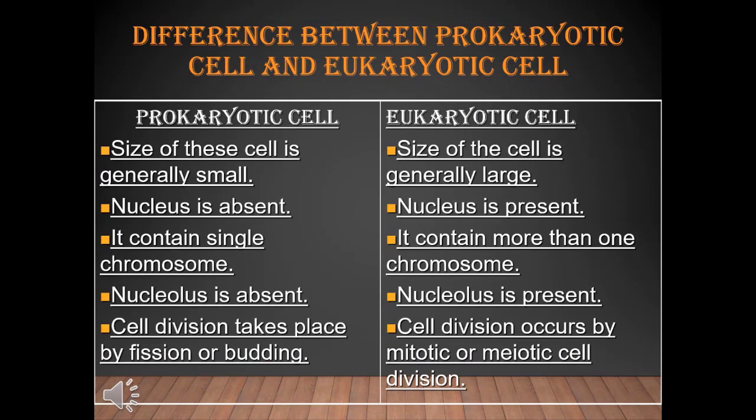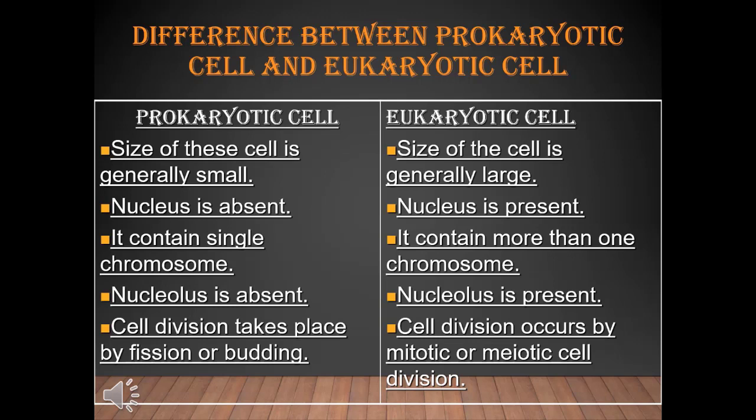Difference between prokaryotic cell and eukaryotic cell. Let's start with prokaryotic cell. Size of this cell is generally small. Nucleus is absent. It contains a single chromosome. In this, nucleolus is absent. Cell division takes place by fission or budding.